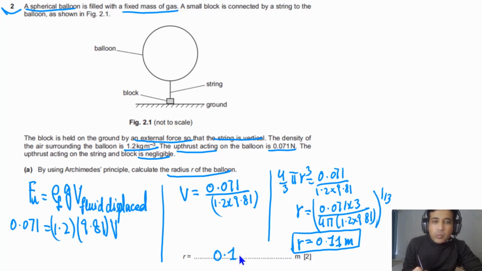In this case we need to understand that the raw data has the least number of SF, which is equal to 2 SF. So this one has 2 SF, this also has 2 SF. So that's the reason our final answer we have also written using 2 SF.